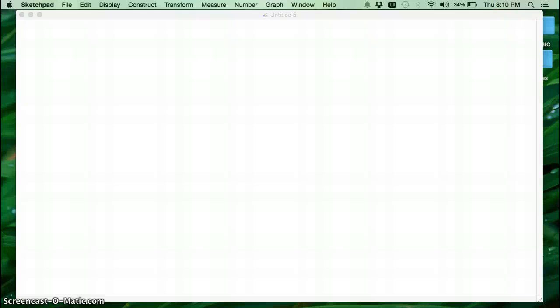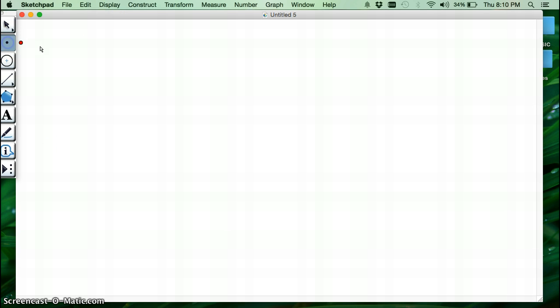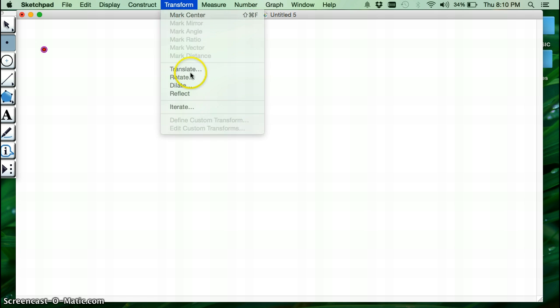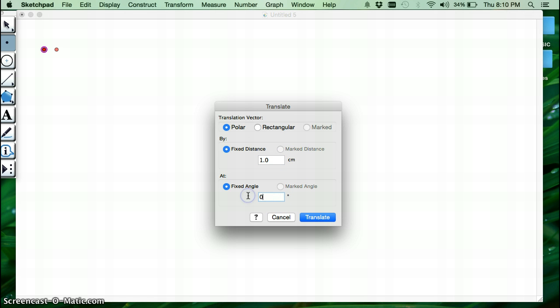Today we are going to show you a proof of the sum formulas for sine and cosine. First we have to create our sliders, and we can do so by plotting a point and then translating that point to the right.